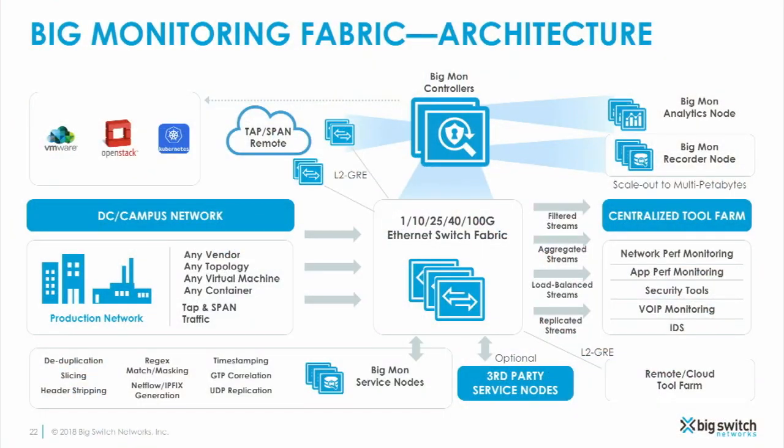On which form factor do all these components come in? Is it VMs or are they containerized? So the controller, let me go back to this slide. The controllers can be in VM form factor or hardware appliance. These are the switches. Now, if you're in the public cloud, all the components are virtualized. For on-prem, the service node is a hardware appliance. Switches are hardware appliances. Currently, packet recorder and analytics node are also hardware appliances. They are available in ISO. We can give you the specs and the ISO.